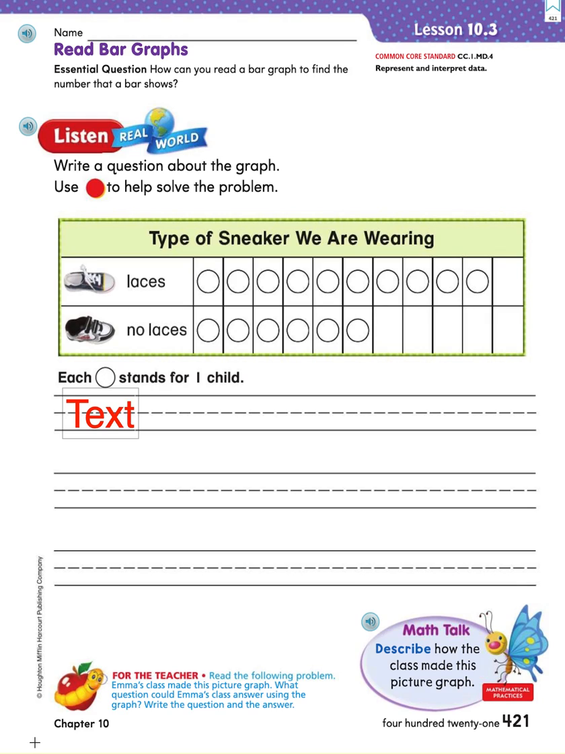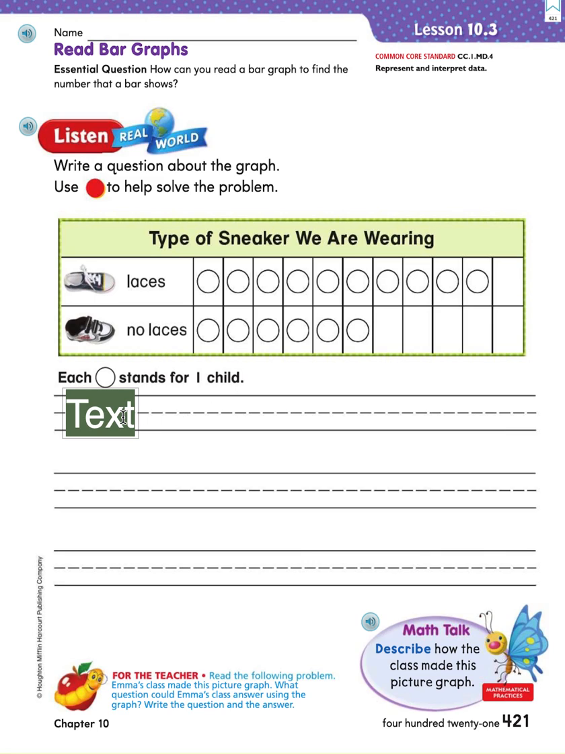And we're back for some math. Okay, so on the front, there's not an exact answer that we can get. You all can come up with your own answer. But first, you have to write a question about the type of sneaker we are wearing graph. And each circle stands for one child.